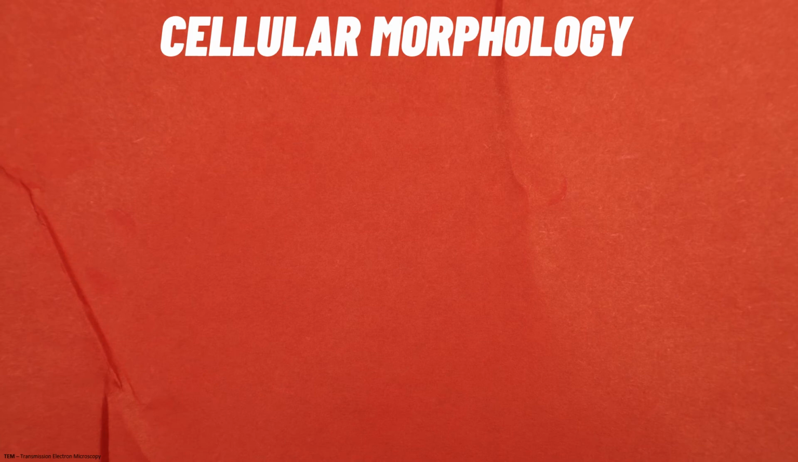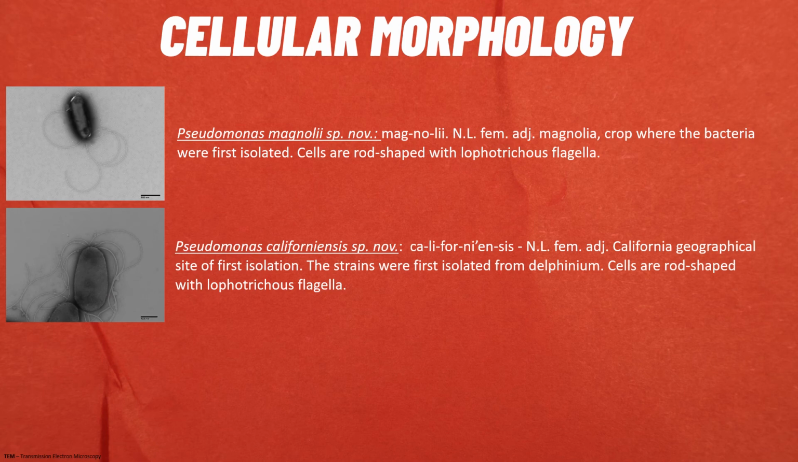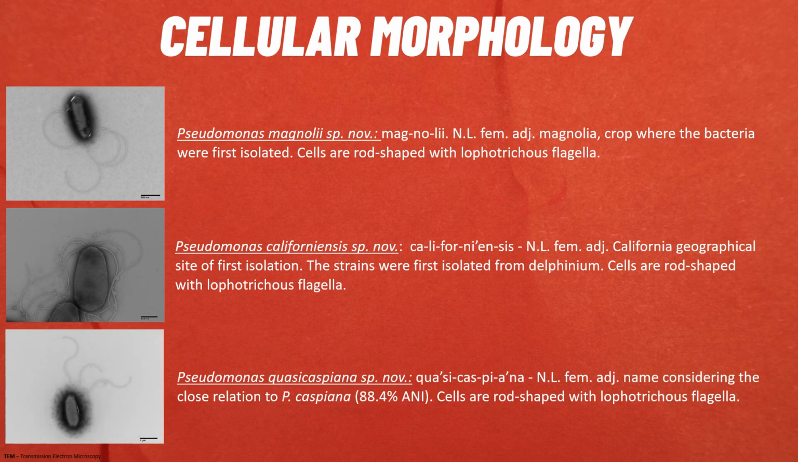Transmission electron microscopy was used to confirm the cellular morphology. First, we have Pseudomonas magnoliae here, where we can see the cells are rod-shaped with multiple flagella. We have Pseudomonas californiensis, also with rod-shaped cells with multiple flagella. And finally, Pseudomonas quasi-caspiana, where again the cells are rod-shaped with multiple flagella.